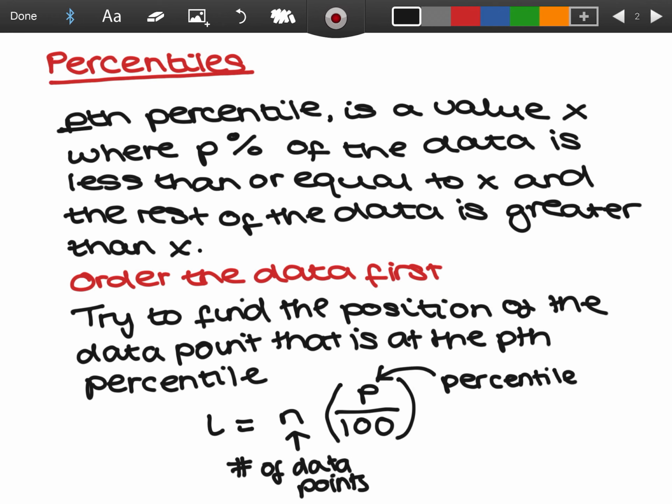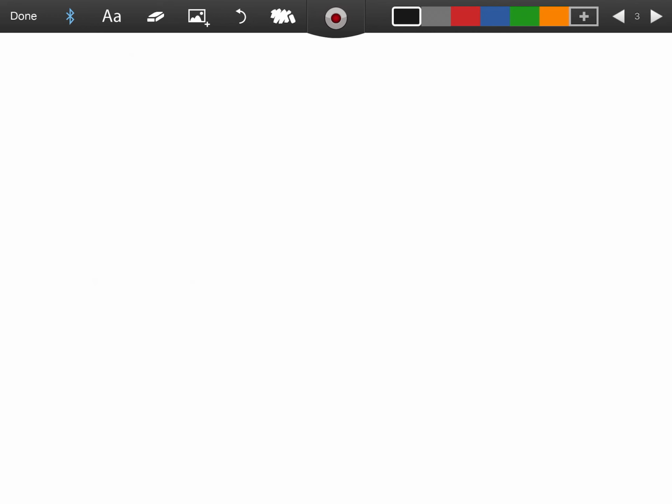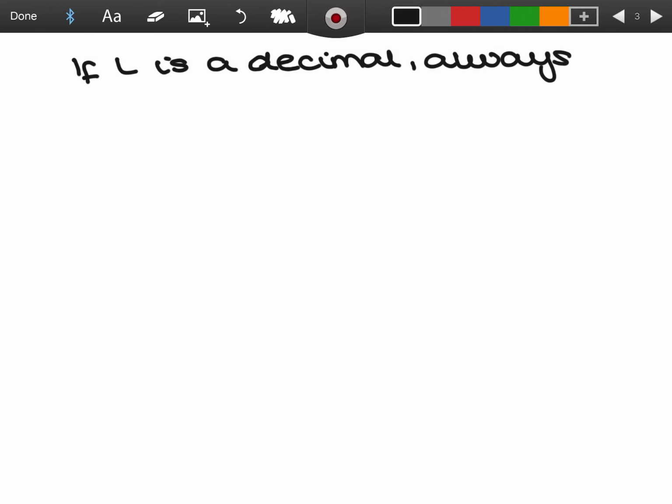So if it comes out to a decimal, round up to the next whole value, to the next integer. Never round down. Even if you calculated this and you got 4.2, you always round up. So I would round up to 5 in that situation. So whenever you do this, and if L is a decimal, always round up. Make sure you round up.